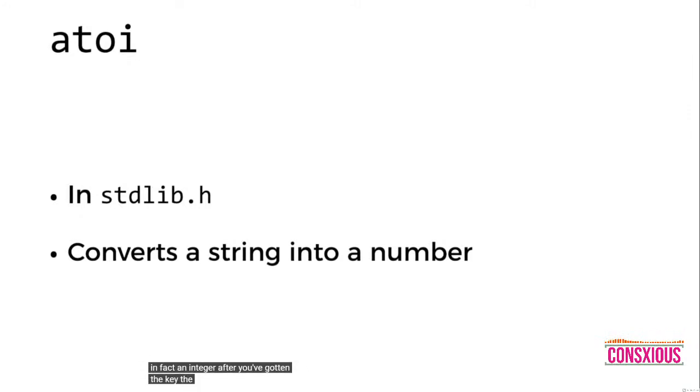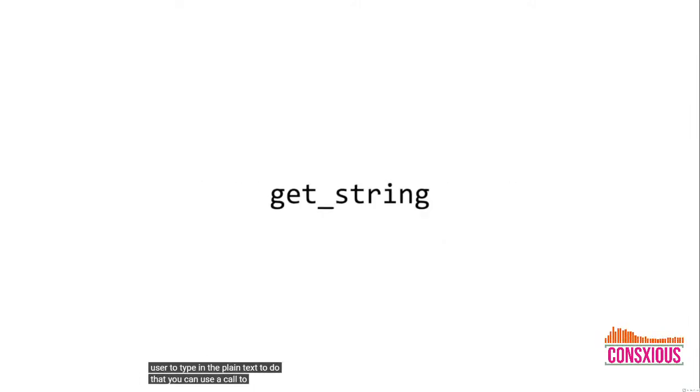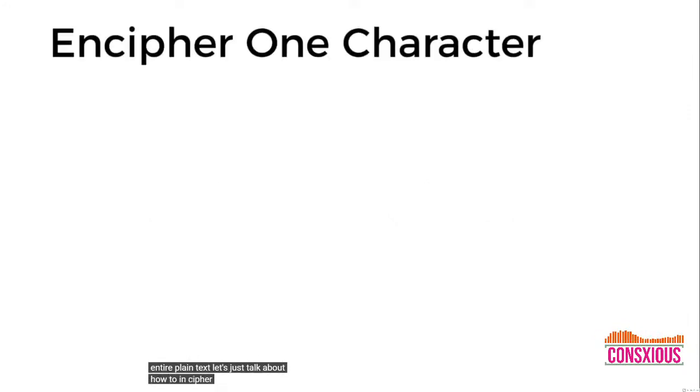After you've gotten the key, the next step is to prompt the user to type in the plaintext. To do that, you can use a call to get_string, asking the user to type in what plaintext they want to encrypt. Once you've gotten that plaintext, the next step is going to be to encipher that plaintext, shifting all of the letters by the key to get the ciphertext result. But before we talk about how to encipher the entire plaintext, let's just talk about how to encipher one particular character. How are we going to do that?